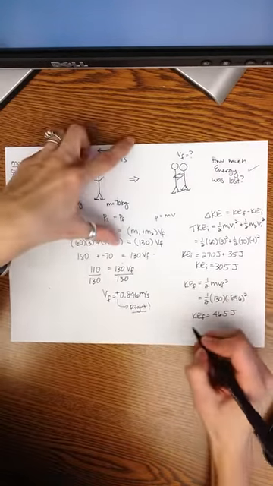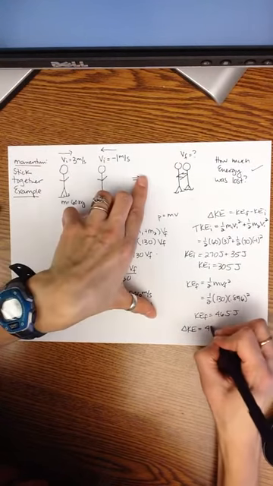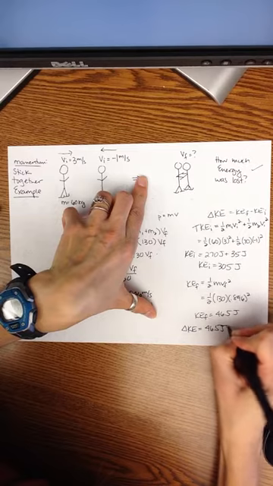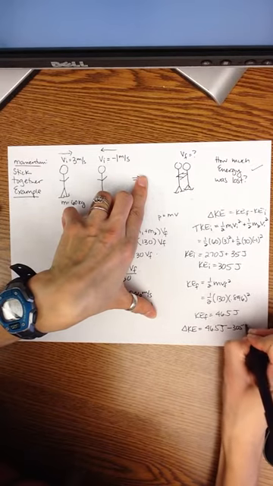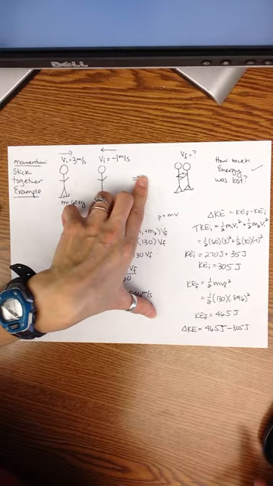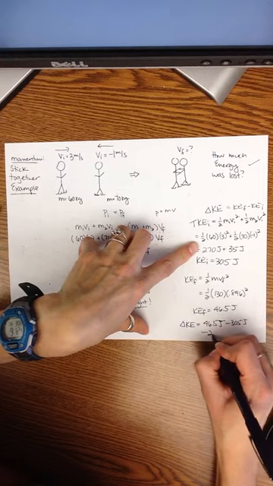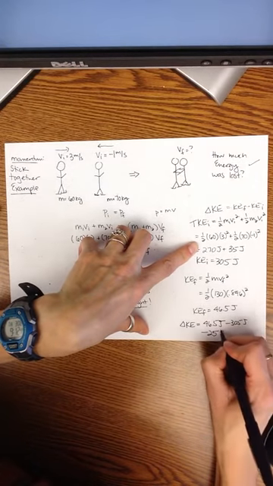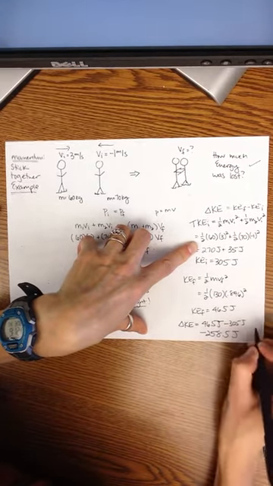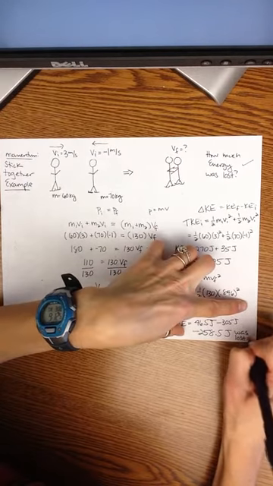Okay. So my delta KE, or my change in kinetic energy, is going to be 46.5 joules minus 305 joules. Because remember, final minus initial. So 46.5 minus 305 tells me that 258.5 joules was lost in the collision.